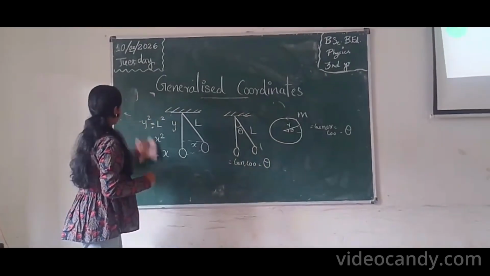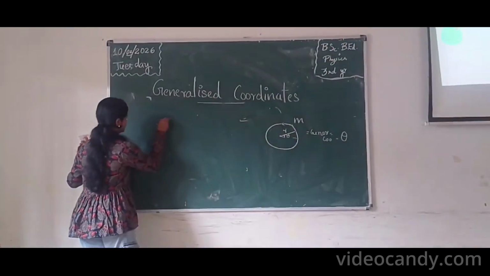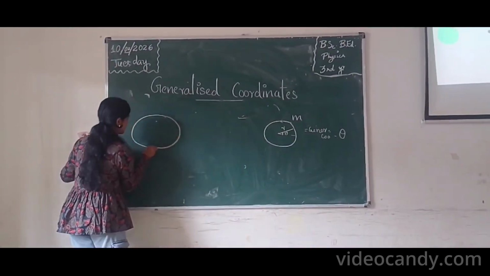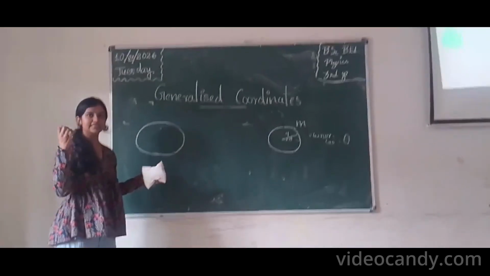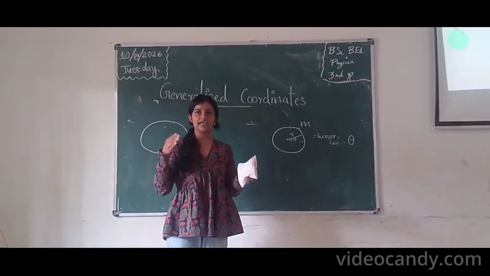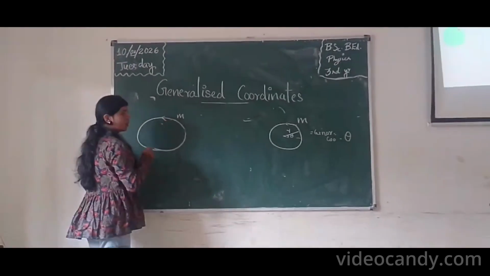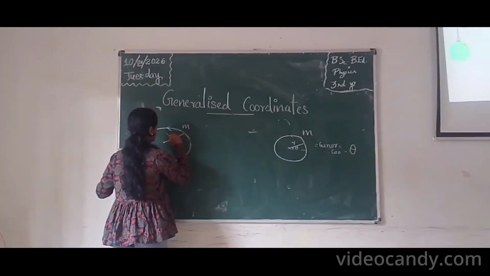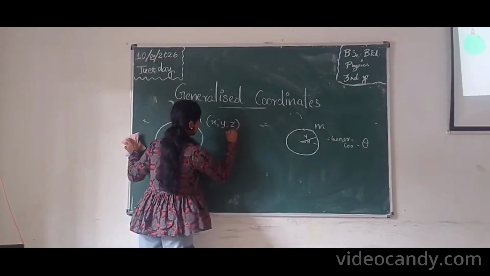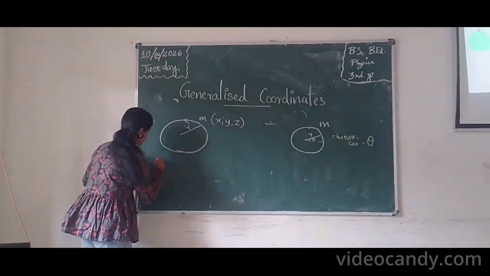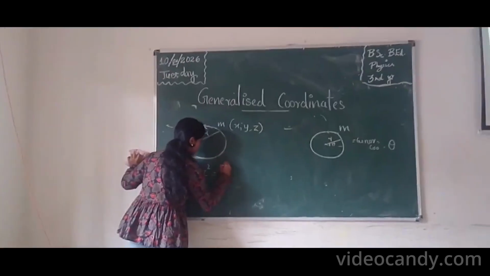Okay. Now let's move to the particle moving on a sphere. For a sphere, how many coordinates will there be? It will be space, right? So three coordinates, which are x, y, and z. Suppose a particle is moving on a sphere. As I told you, it will have a radius r and the coordinates x, y, and z. So there is also a relation: x square plus y square plus z square equals r square.